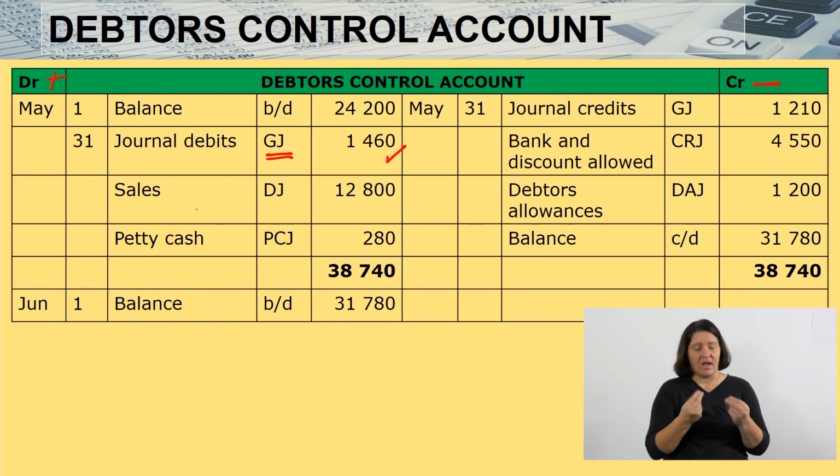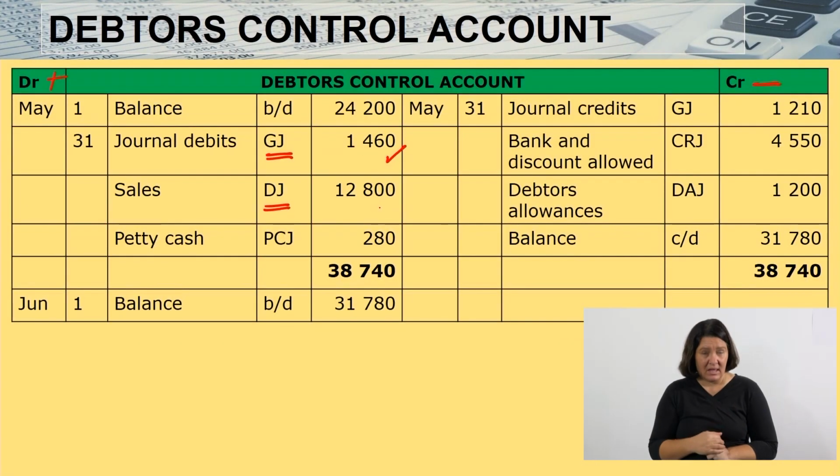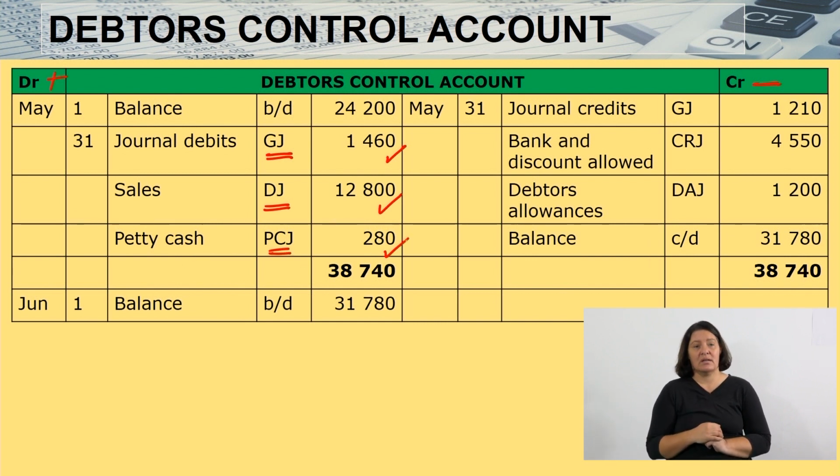We also have sales. This is when we've sold goods now to our debtors on credit, remember, from the DJ, and we have 12,800. And if our debtors have overpaid, remember we spoke about the petty cash, PCJ, we are refunding now our debtors.